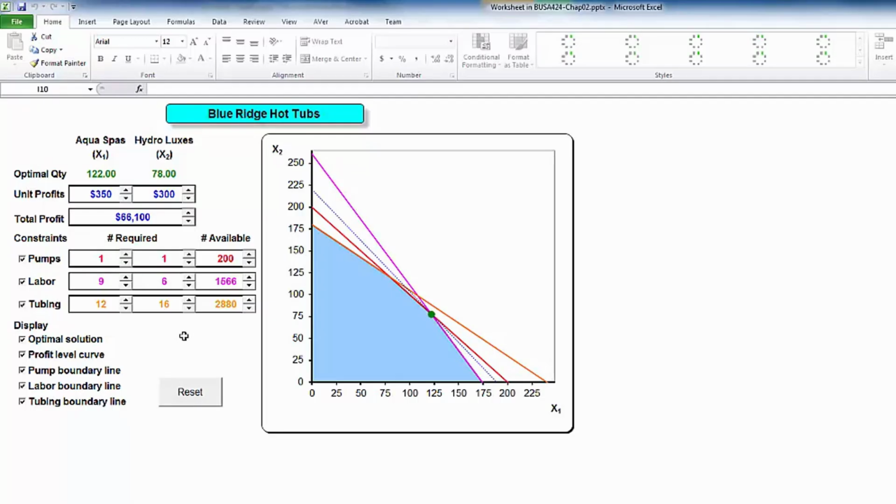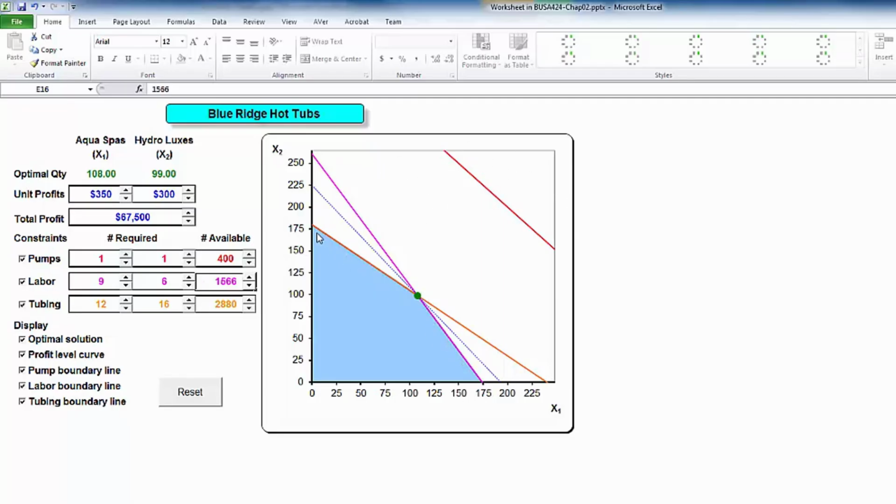So let's start again. Let's change another parameter of the problem. Let's say the number of pumps available is 400 instead of 200. The constraint associated with the number of pumps jumps up to here, and then this constraint is not setting any restriction on the feasible area.